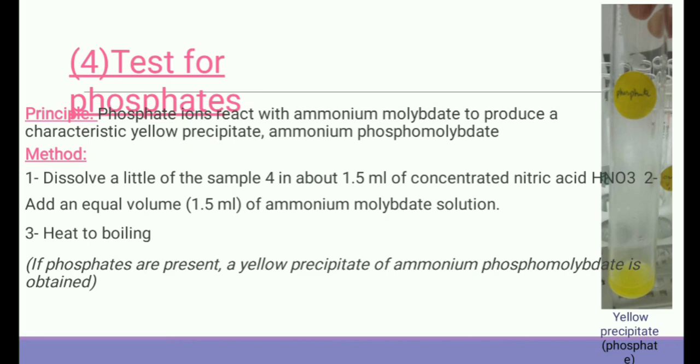Next we have test for phosphate. Principle: phosphate ion reacts with ammonium molybdate to produce a characteristic yellow precipitate, ammonium phosphomolybdate. Method: dissolve a little of sample 4 in about 1.5 ml of concentrated nitric acid HNO3, add an equal volume, that is 1.5 ml, of ammonium molybdate solution, and heat to boil. If phosphate is present, a yellow precipitate of ammonium phosphomolybdate is obtained.